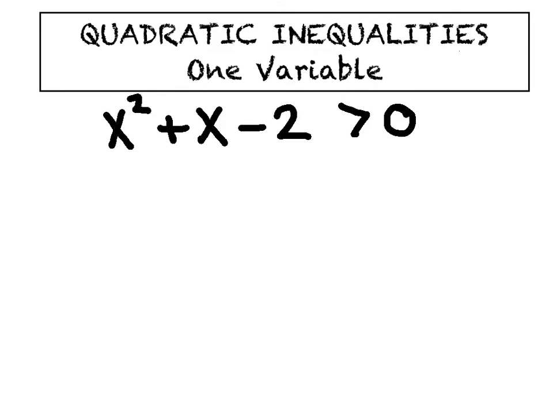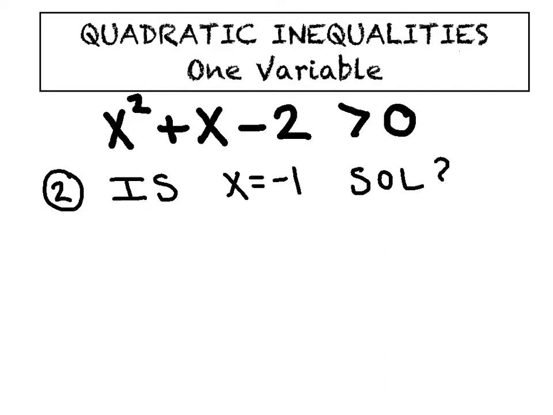For our second example, we're going to stick with the same quadratic inequality, x squared plus x minus 2 is greater than 0. However, I'm just going to tweak it just a little bit and ask you, is x equals negative 1 a solution to this quadratic inequality? And we're going to follow a similar process where we substitute the negative 1 in for x. Notice the parentheses that we're using to help us handle that negative sign.